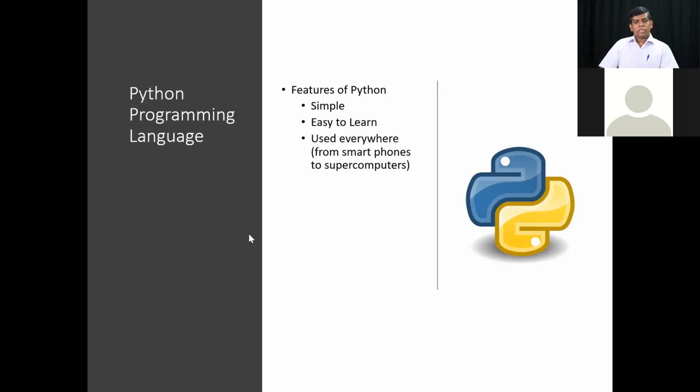The very first one is that it's simple and easy to learn. If you have already learned a programming language, you know Python is very simple to learn. I'll come to that later. And once you write the program, you can run it everywhere. Python can be installed on your smartphone, and at the supercomputer level, in places like NASA and Google where heavy computation happens, you can run the same code. That is another advantage.